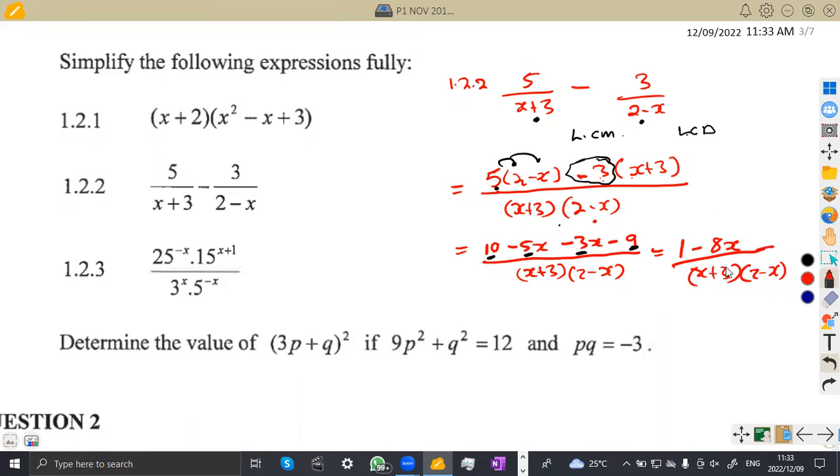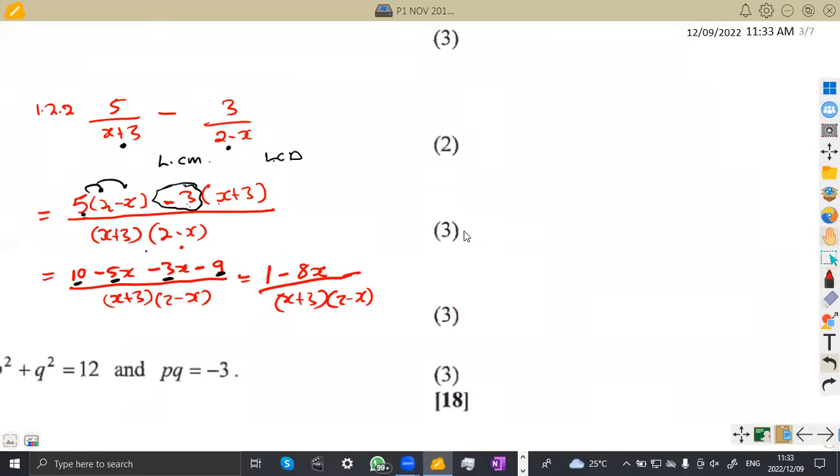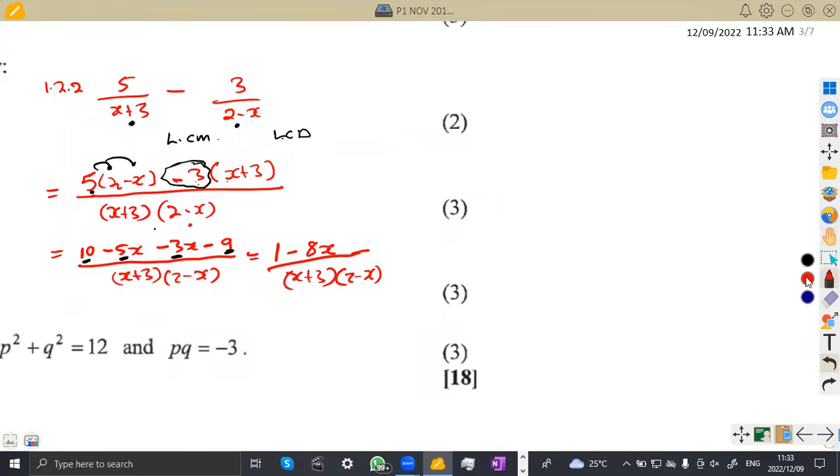But from this expression, someone could actually want to write this in another way. Let's say we've got 5 over x plus 3, minus 3 over 2 minus x. Someone can say, what if I factor out a negative? From this variable that we have, we can see that it's having a negative, so we want to avoid that negative. So what are we going to do? We can actually factor out a negative from this expression.